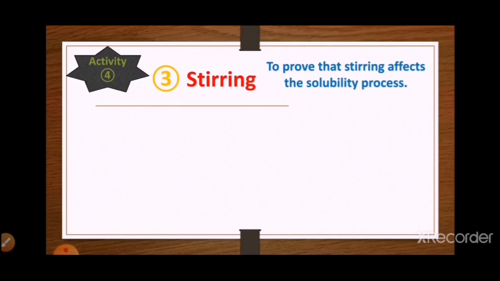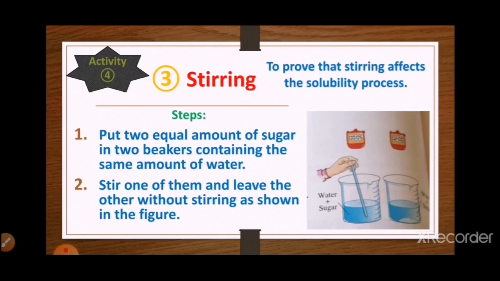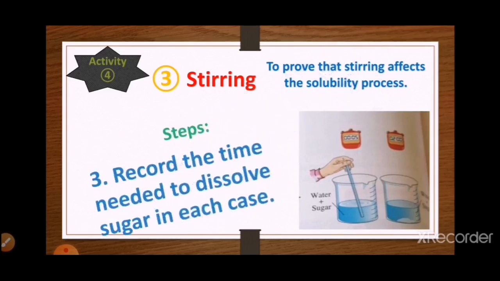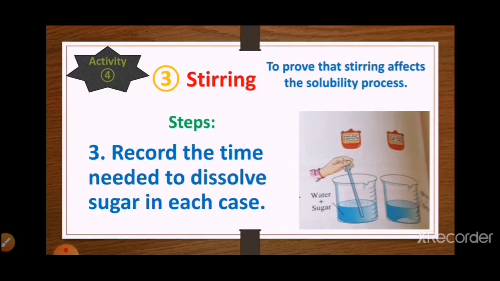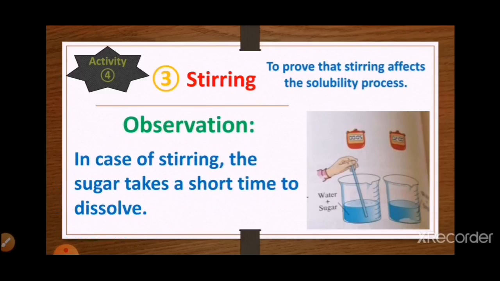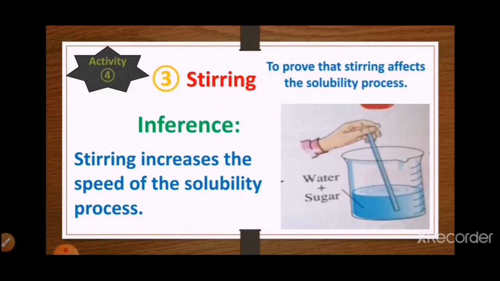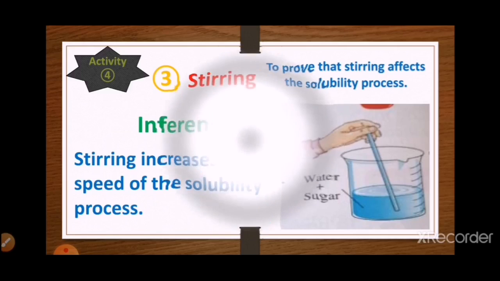The third factor is stirring. Let's do this activity to prove that stirring affects the solubility process. First, we put 2 equal amounts of sugar in 2 beakers containing the same amount of water. Then stir one of them and leave the other without stirring as shown in this figure. Record the time needed to dissolve sugar in water. We observe that in case of stirring, the sugar takes a short time to dissolve. So we conclude that stirring increases the speed of solubility process.